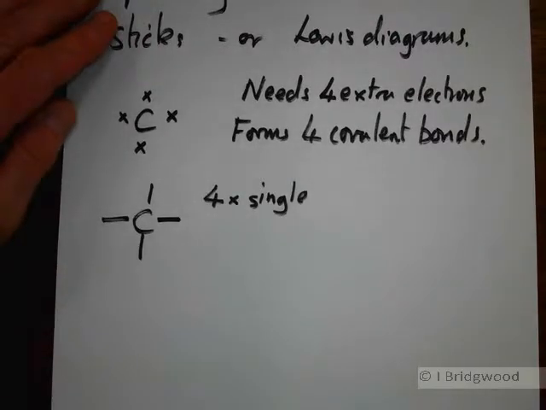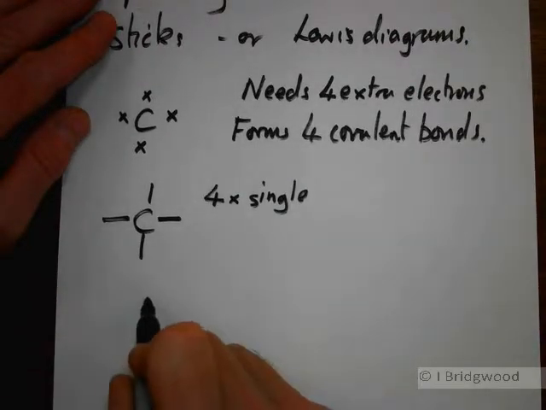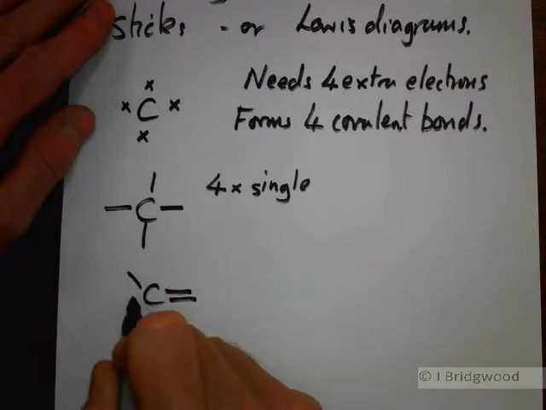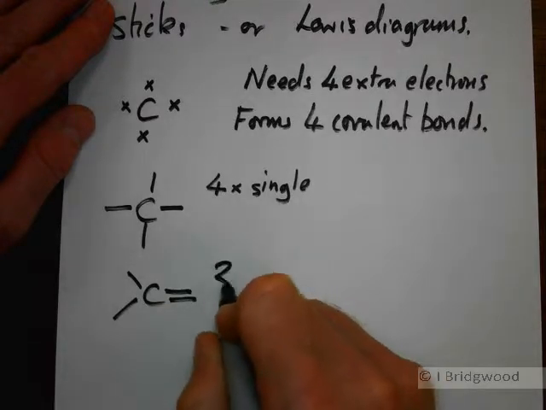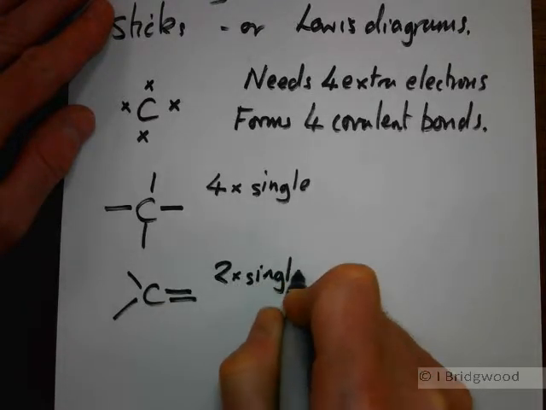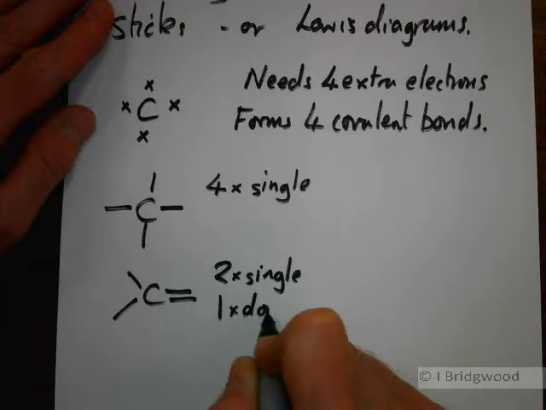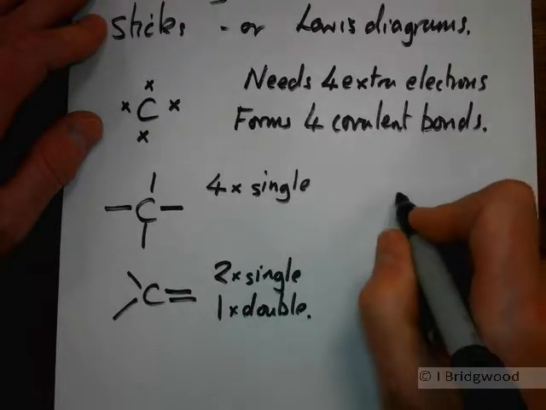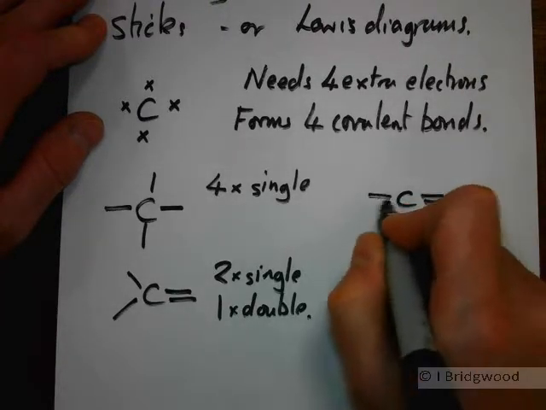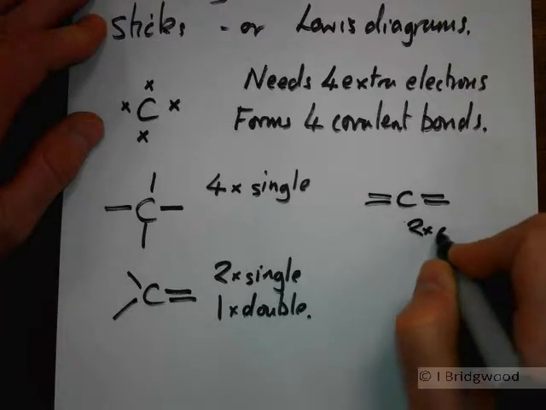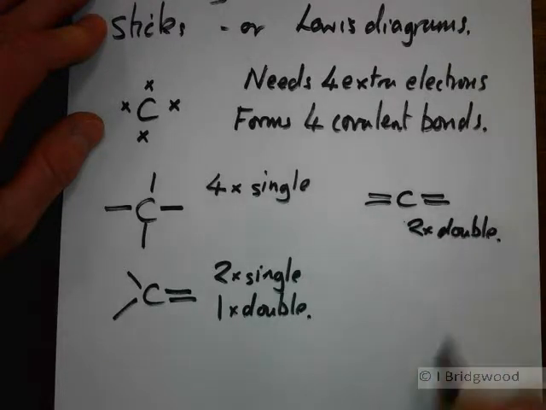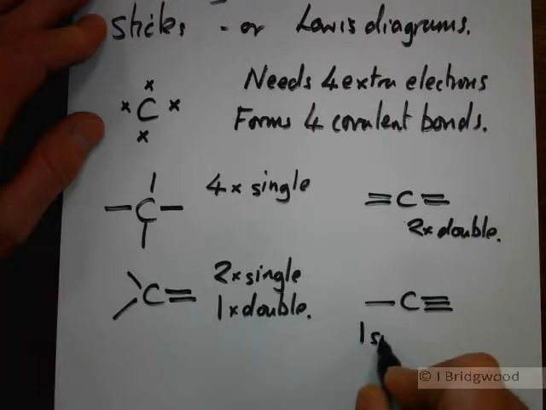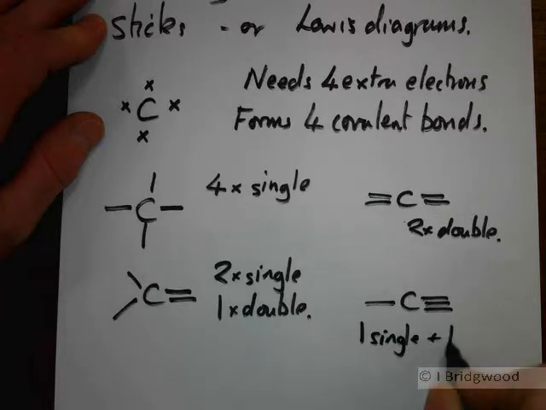But there are other possibilities as well. We could, for example, have our 4 covalent bonds as 2 single and 1 double. There are other possibilities as well. We could have 2 double covalent bonds, or 1 single, 1 triple.